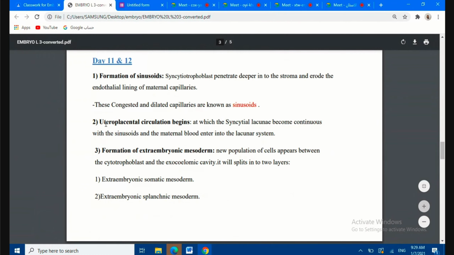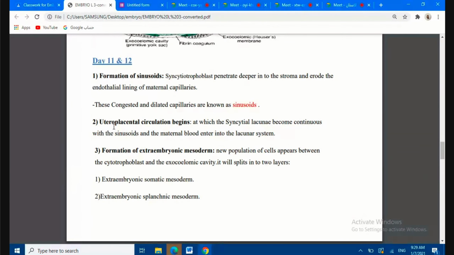So at this time, the uteroplacental circulation begins. At this time, uteroplacental circulation begins. What is uteroplacental? From the name, see, it is two parts: utero, from uterus, and placental, from the placenta.